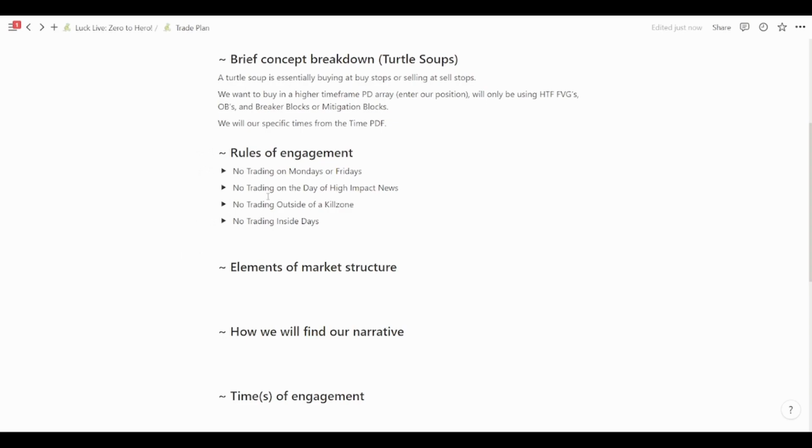And that should be about it for the rules of engagement. Does anybody have any questions on these, or do you understand where I'm coming from with this? I'm happy to answer any questions you have. Otherwise, I'm going to keep going. Again, this is only going to be the trade plan, no trading today. Okay.